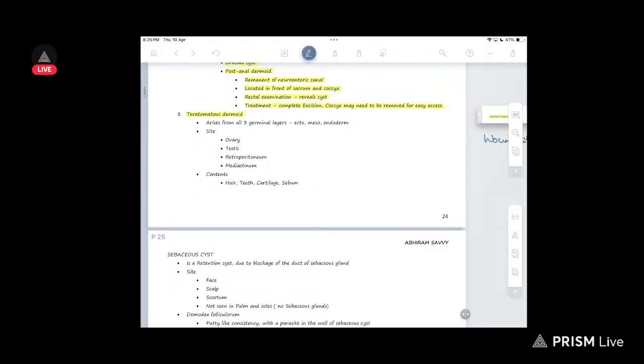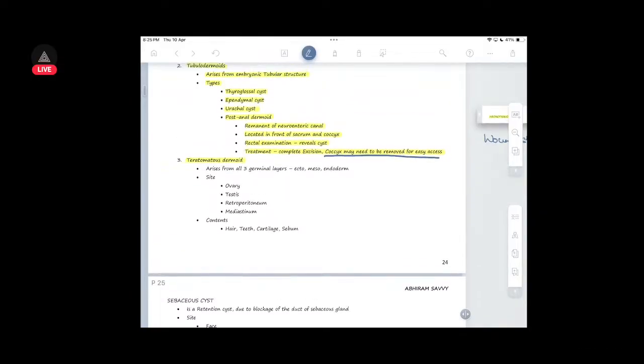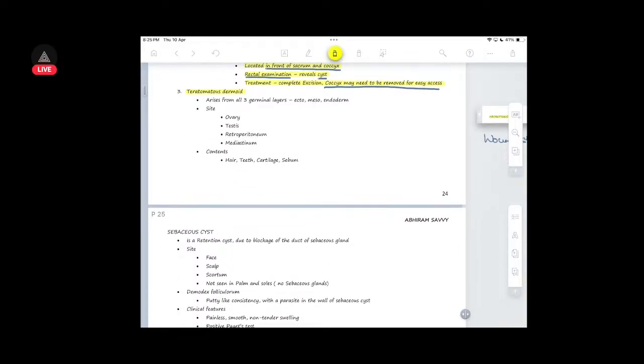That is the post-anal dermoid, a remnant of the neuroenteric canal located in front of the sacrum and coccyx. Rectal examination reveals a cyst. Then you have teratoma, which arises from all three layers: ecto, meso, and endoderm.